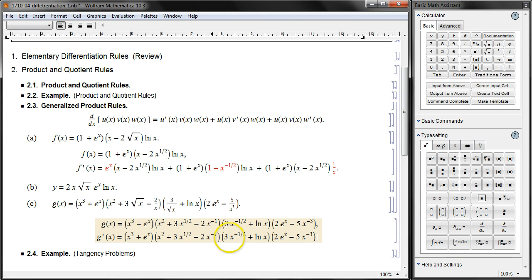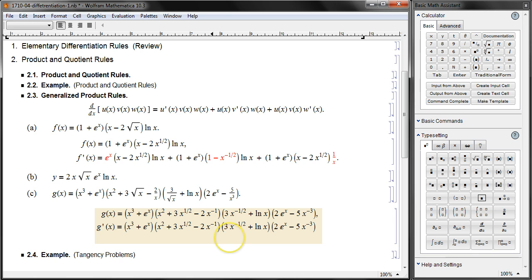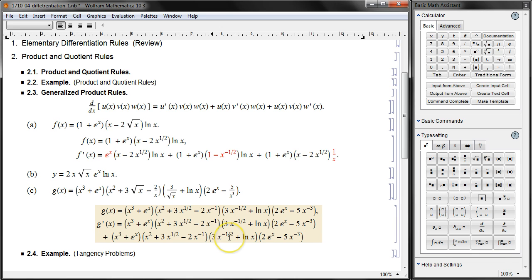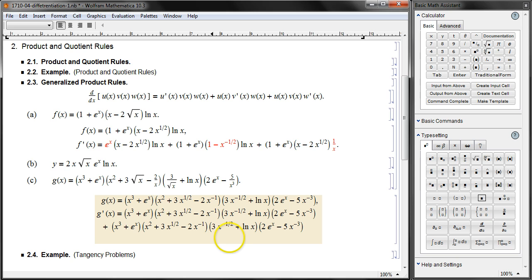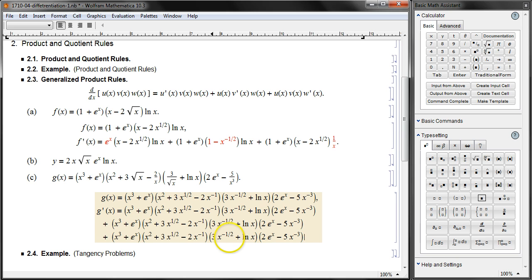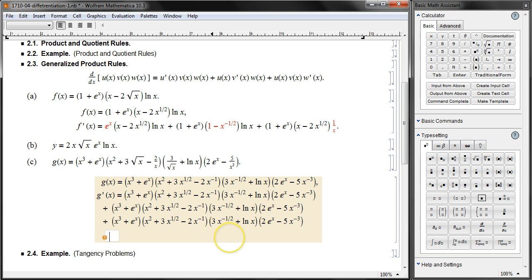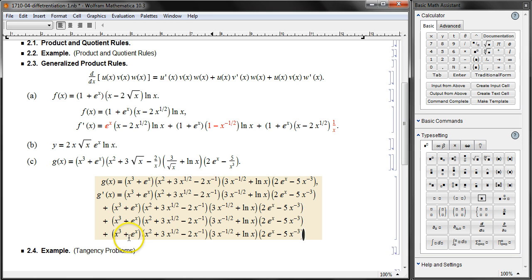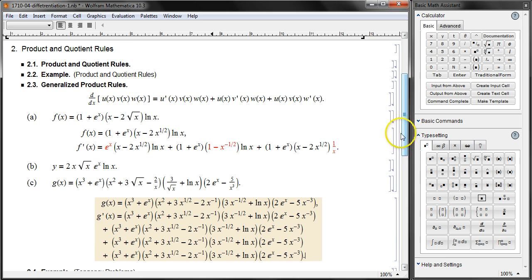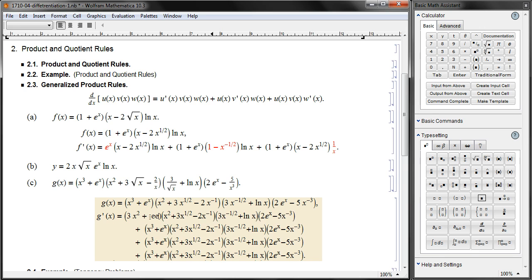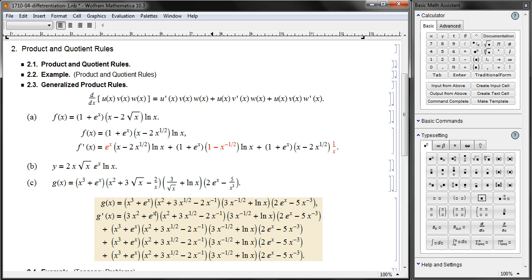So this one, oops, I clicked the wrong key. Okay, 1, 2, 3, 4, I think that's it. Okay, alright. And then the first factor has to become the derivative, right? So 3x squared plus the exponential remain the same. This is the derivative.